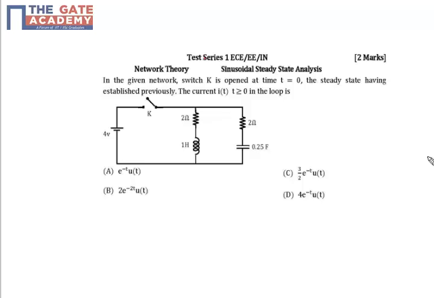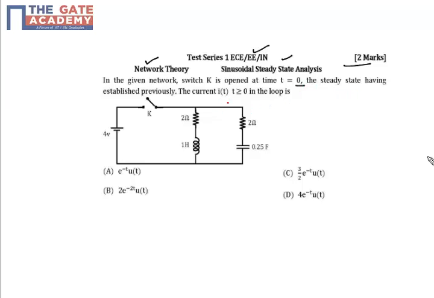Hello friends, this question is from the test series number 1. Subject name is network theory, topic name is sinusoidal steady state analysis, a 2 marks problem. Question says that in the given network, the switch K is opened at t equal to 0. The steady state has been established previously.